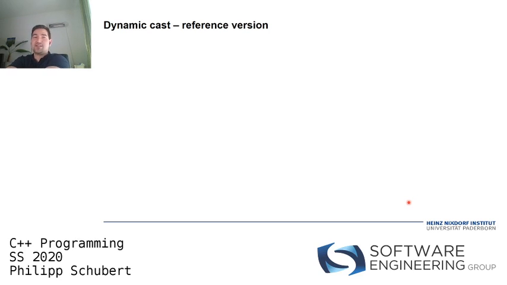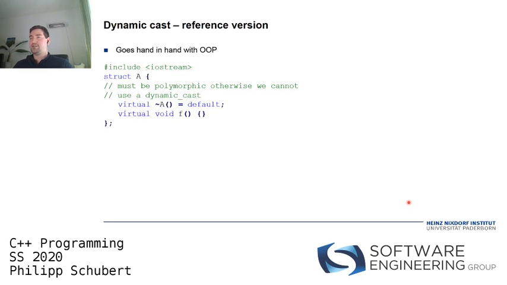And now that we have casting, we can really use it in an object-oriented manner, so to say. We can use a dynamic cast in the reference version. There's also a pointer version of that. I will show you both, but let's maybe start with the reference version. Again, this goes hand in hand with OOP. So let's have some example code.